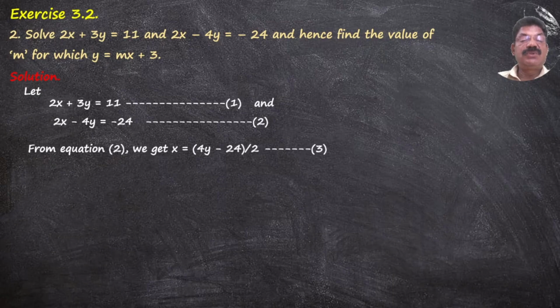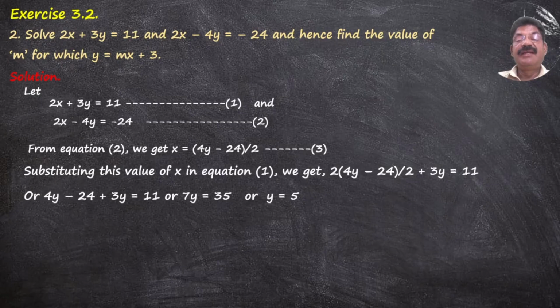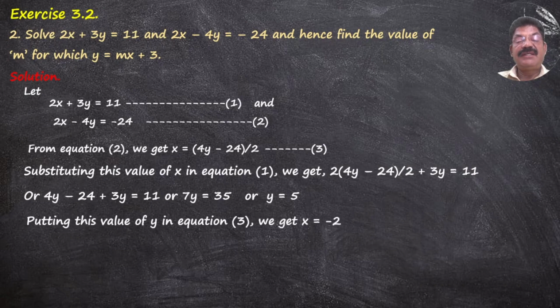So from equation 2, x is equal to 4y minus 24 divided by 2. Substituting this value of x in equation 1, I get 2 into 4y minus 24 divided by 2 plus 3y is equal to 11. After simplifying this, I get y equal to 5. So when you substitute y equal to 5 in equation number 3, I get x is equal to minus 2. Hence the solution is x is equal to minus 2, y is equal to 5.